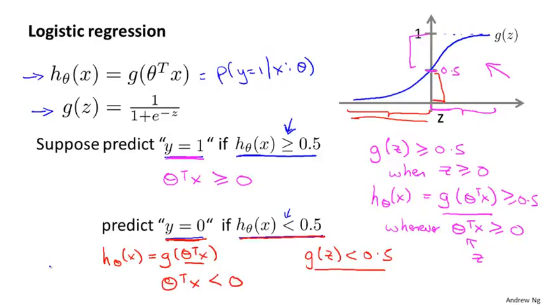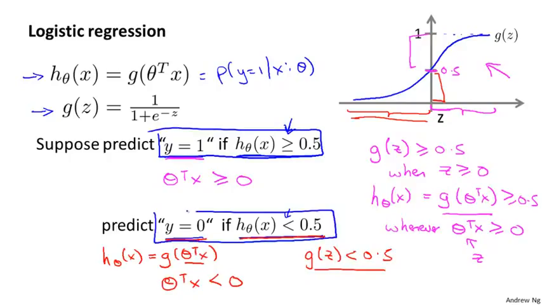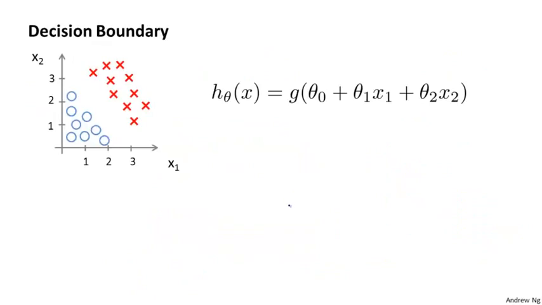To summarize what we just worked out, we saw that if we decide to predict whether y is equal to 1 or y is equal to 0, depending on whether the estimated probability is greater than or equal to 0.5 or whether it's less than 0.5, then that's the same as saying that we'll predict y equals 1 whenever theta transpose x is greater than or equal to 0, and we'll predict y is equal to 0 whenever theta transpose x is less than 0. Let's use this to better understand how the hypothesis of logistic regression makes its predictions. Now, let's suppose we have a training set like that shown on this slide, and suppose our hypothesis is h of x equals g of theta 0 plus theta 1 x1 plus theta 2 x2.